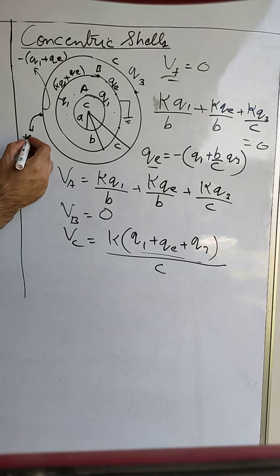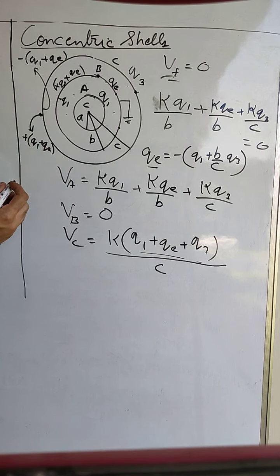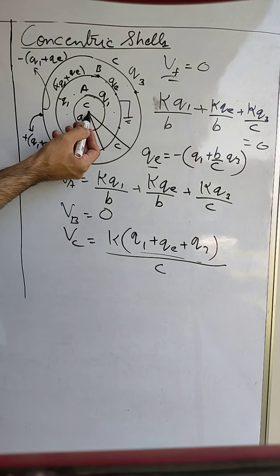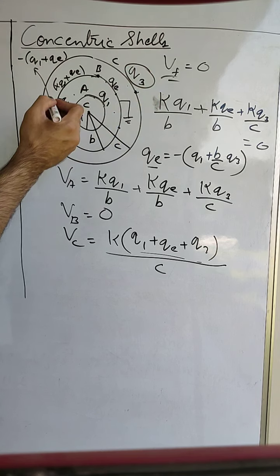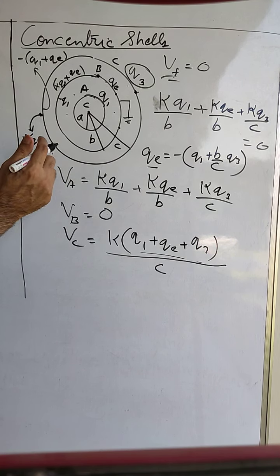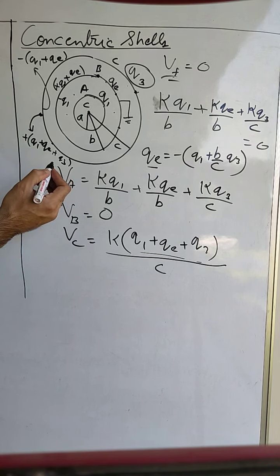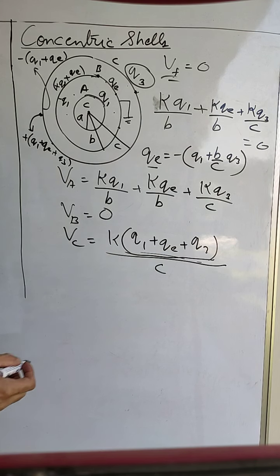This minus (Q1 plus QE) will induce an opposite charge on the outer surface, which will be equal to plus (Q1 plus QE). This is the induced charge that is coming from the inside, but the outermost shell already had Q3 also, so that will also be added. So the final charge will be Q1 plus QE plus Q3. This will be the final charge on the surface, and the same charge is written here. So this is how we come to this conclusion.